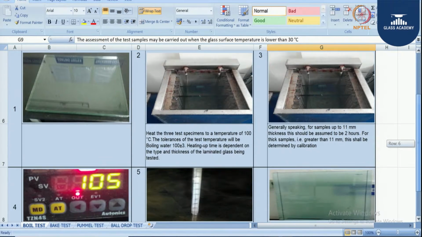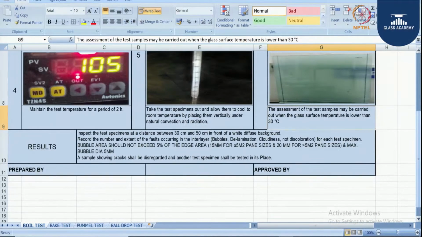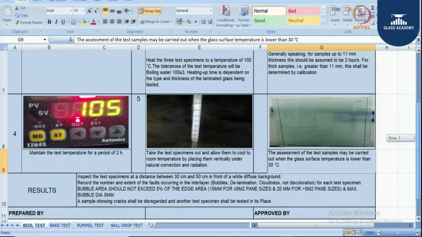You can see in the figures the temperatures. The first figure shows a laminated glass. The second figure shows the glasses kept inside the boil test chamber. In the third figure you can see the temperature is maintained at 100 degrees centigrade for 4 hours. In the fourth figure you can also see the temperature. And in the fifth, with the help of a thermometer you can measure that the water temperature is 100 degrees.